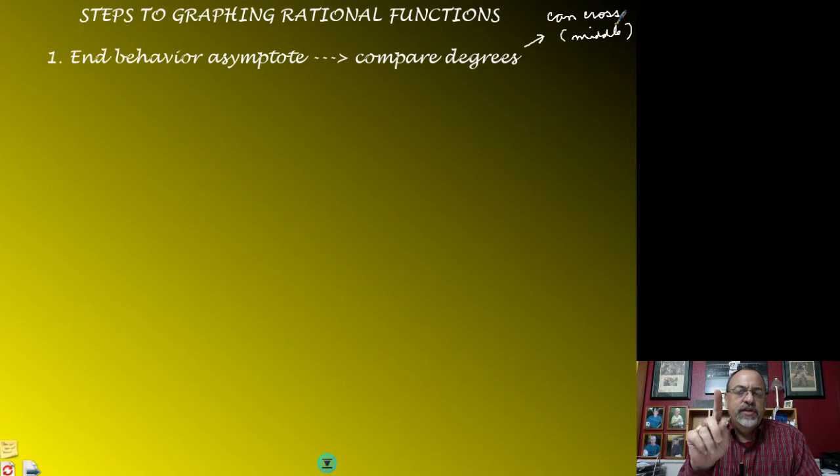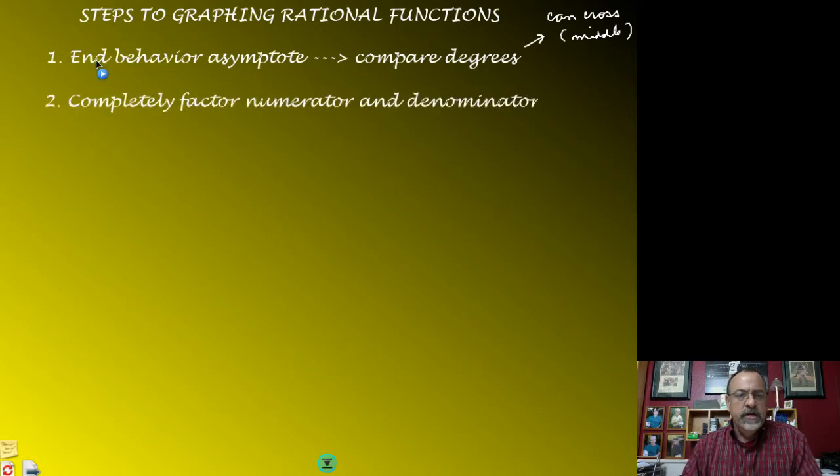Okay, so the first thing you want to do is to figure out your end behavior asymptote, and the way to do that is to compare the degrees of the numerator and the denominator. The second thing you'll want to do, once you've determined that, is to completely factor the numerator and the denominator. You'll need to do this in order to complete the next two steps. So it's very important that at the beginning of your function you completely factor the numerator and denominator as best you can, or completely.